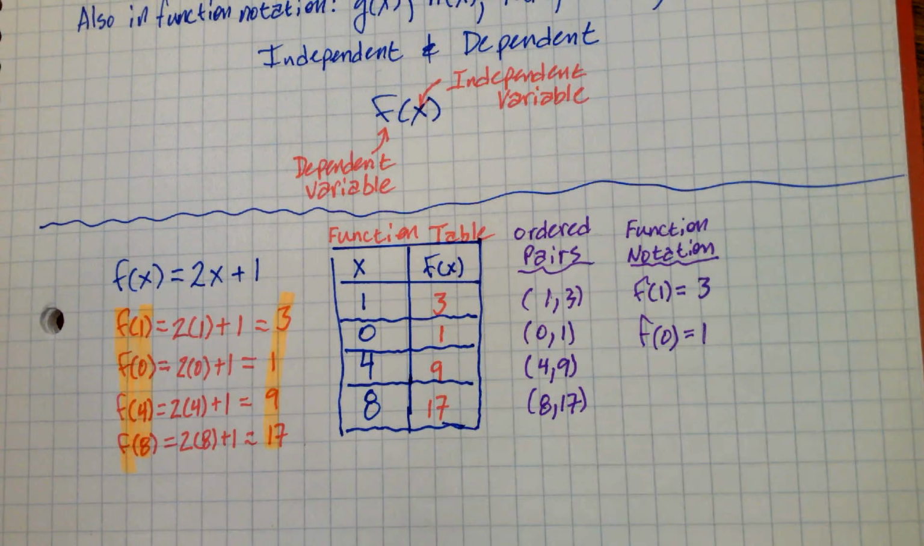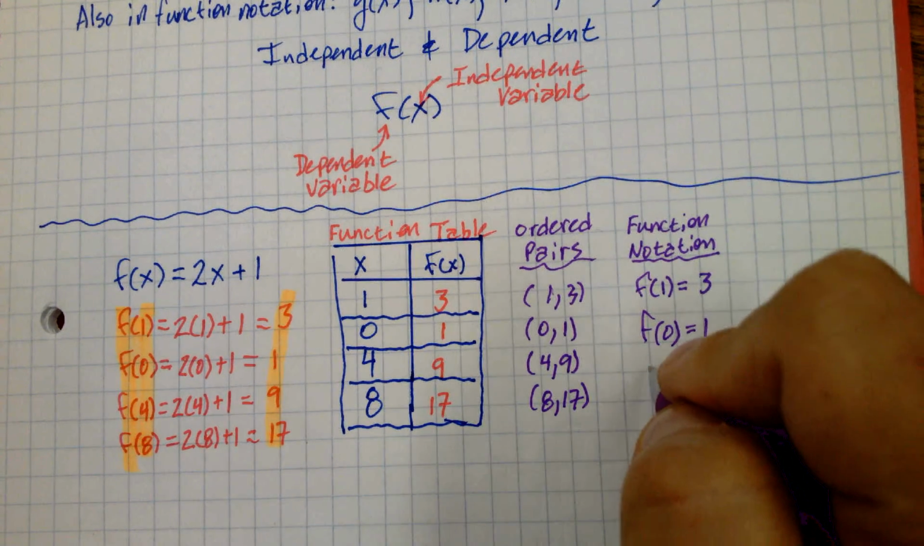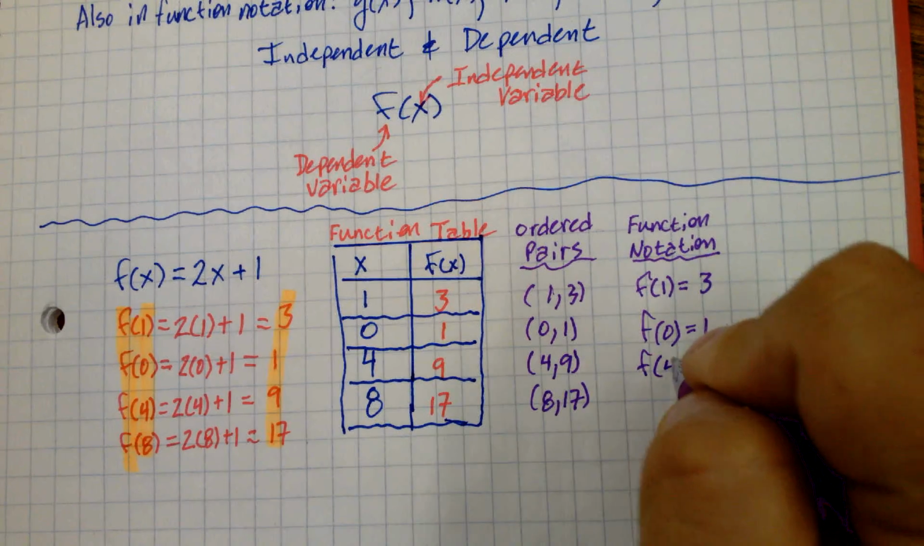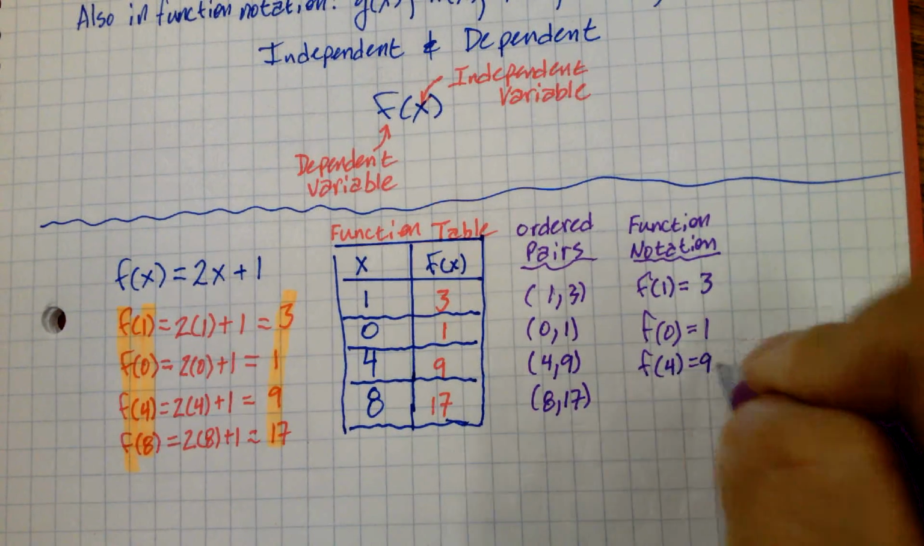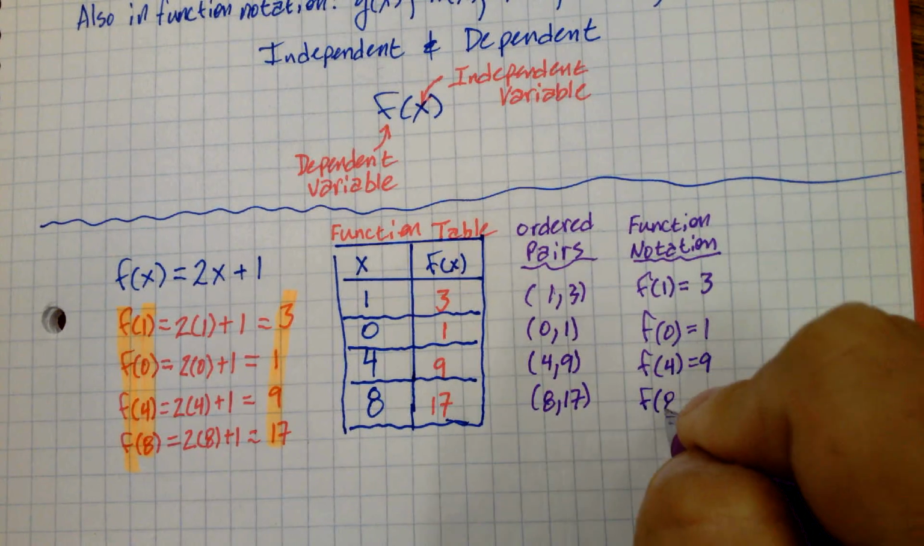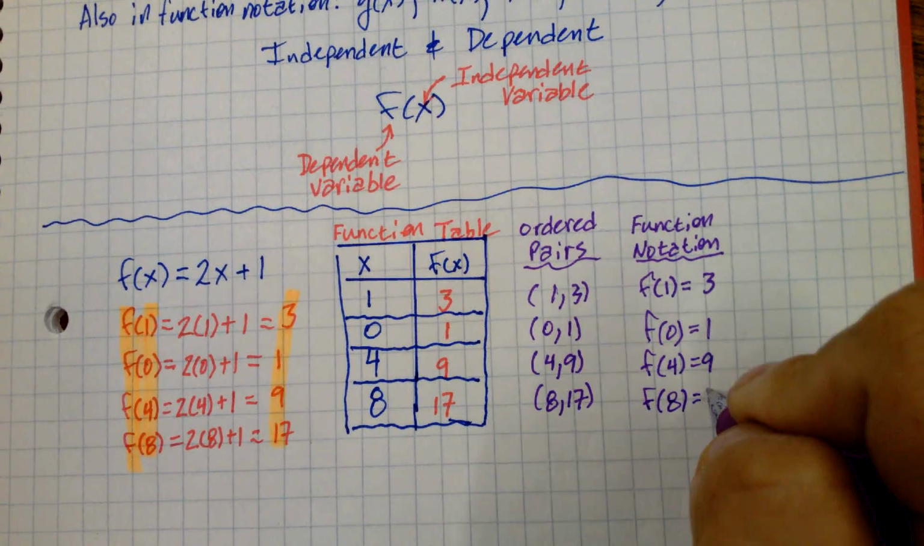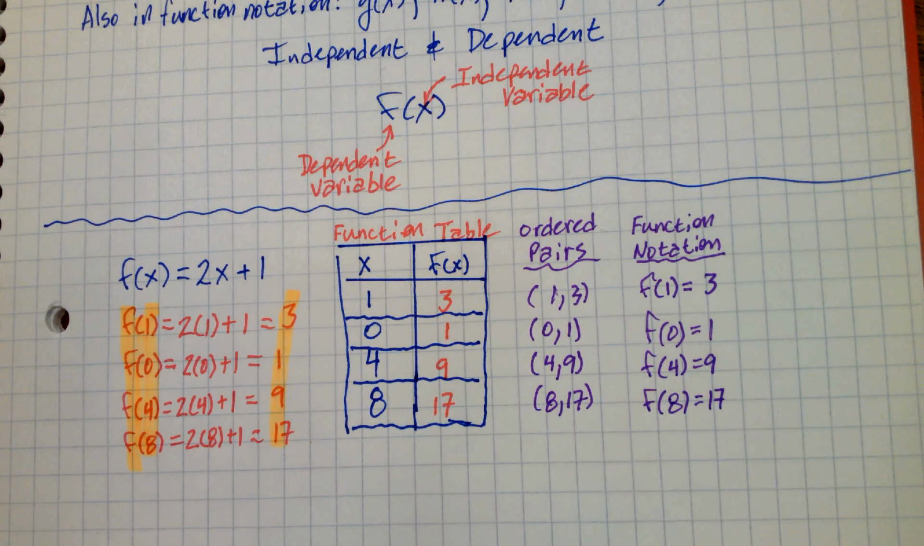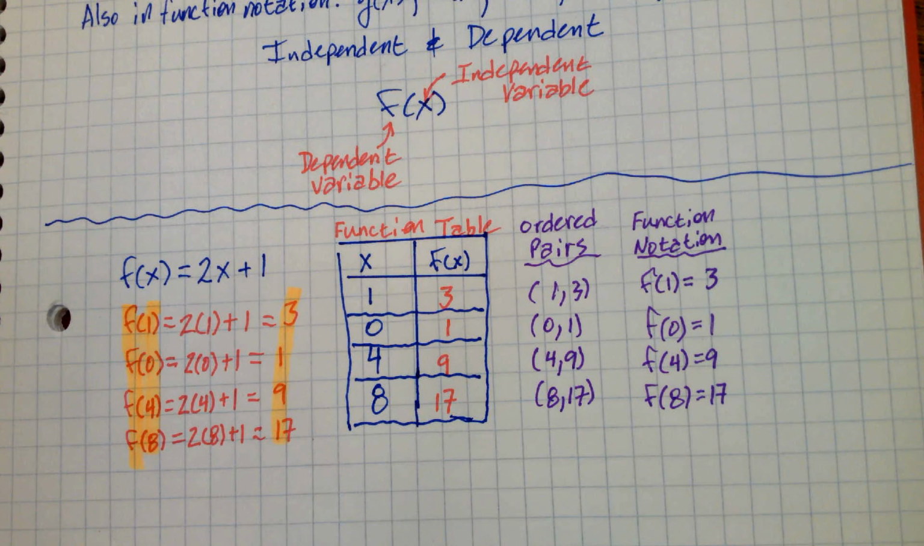F of 0 equals 1. F of 4 equals 9. F of 8 equals 17. Okay. So we have to write it like that? Not necessarily. I just want you to get the background because it will come up. So then what will we write? We'll be working with the function tables mainly.